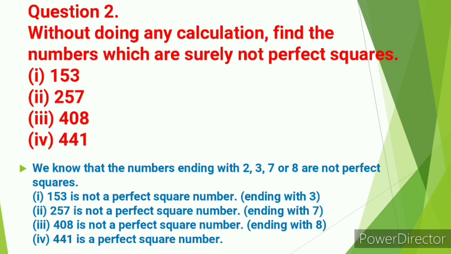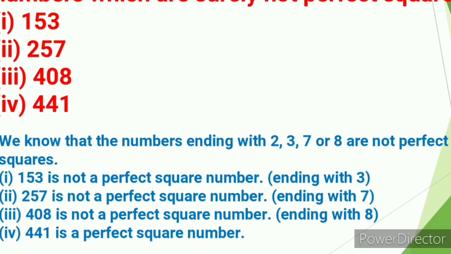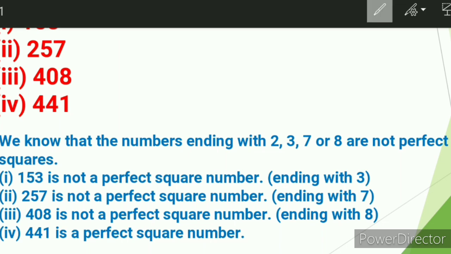Question 2. Without doing any calculation, find the numbers which are surely not perfect squares. We learned this in the first exercise. We know that numbers ending with 2, 3, 7 or 8 are not perfect squares. Look at the first number, 153. It ends with 3, so it is not a square number. The second number, 257, ends with 7, so it is also not a perfect square. 8 is also not a perfect square. But look at the last number, 441. It ends with 1, so it is a perfect square.